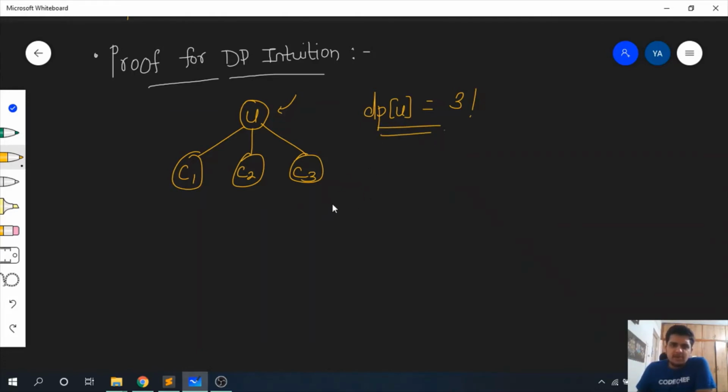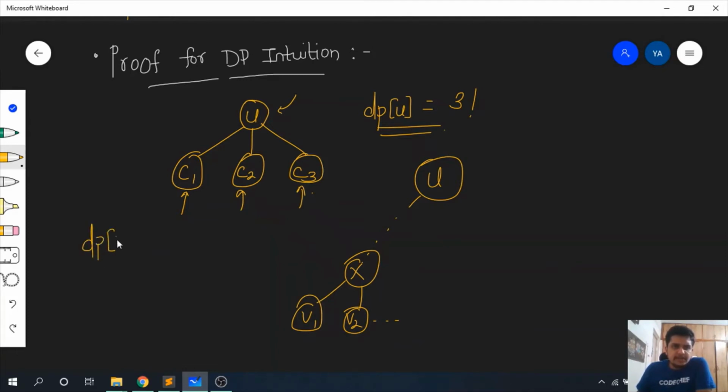So if we have any node which is a pre-leaf node, which has its children as the leaf nodes, right? So let us consider a tree which is rooted at u, and here we have the node x, which is a pre-leaf node, and let us consider the leaf nodes as v1, v2 and so on. So we already know that the dp for a leaf node is equal to 1. Therefore let us see what the dp for x is.